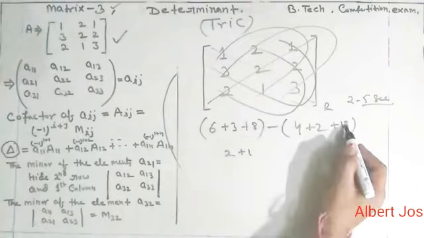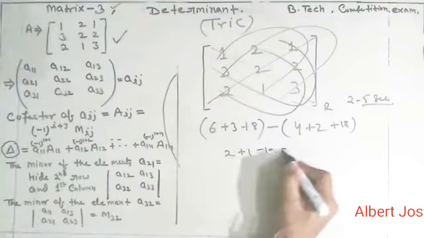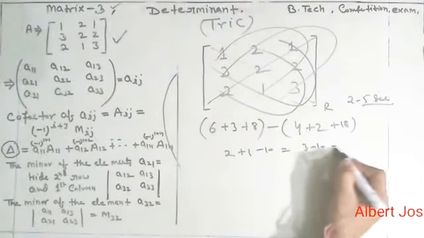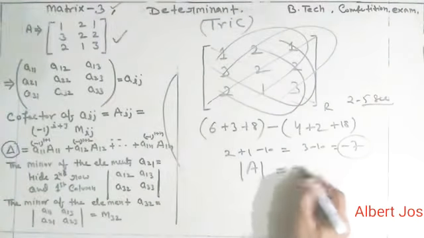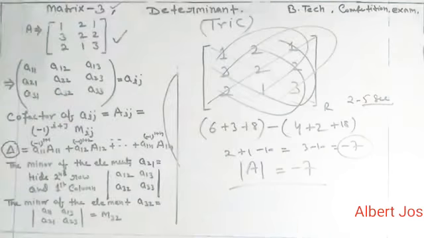to 1 and 8 minus 18 is equal to minus 10, and this is equal to 3 minus 10 is equal to minus 7. This is the same answer. Okay. So the determinant of A is equal to minus 7. This is the best method to find the solution within 3 seconds.